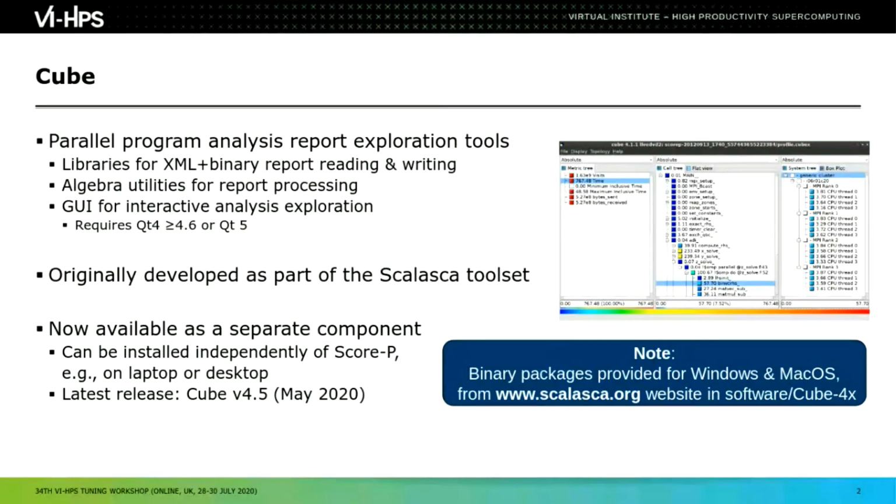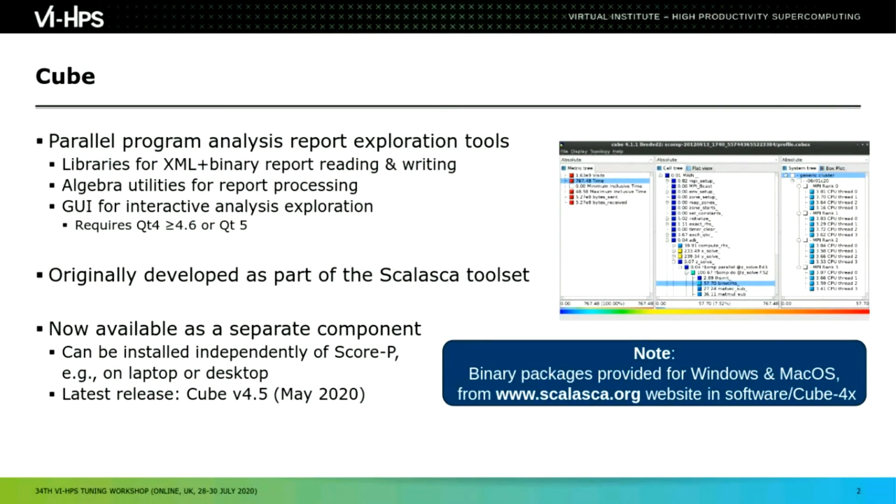It's a separate component that can be installed separately, and it typically makes sense to install it on your laptop or your workstation rather than run it remotely. That's what I'm going to do in a moment, and that's what I recommend that you also do. Go to the scalasca.org website, and you'll find an area for software downloads. You want the one for Cube 4.x, the latest version of Cube, and there are packages there for Windows, Mac OS, or Linux that you can build and install on your workstation or laptop itself.